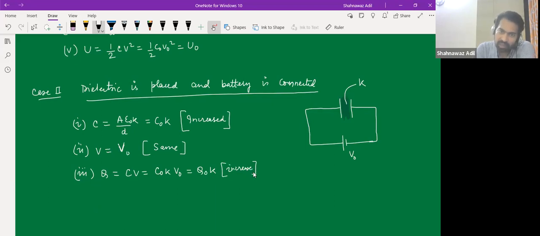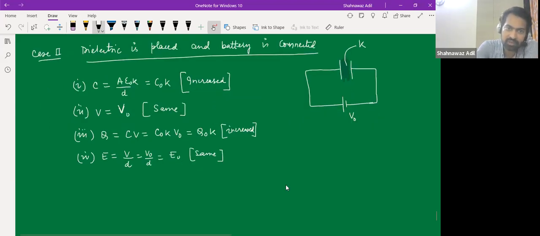And then we have the fourth one, which is electric field. This is V by D, which is V naught by D, which is E naught. So this stays the same. Okay. And the fifth case.